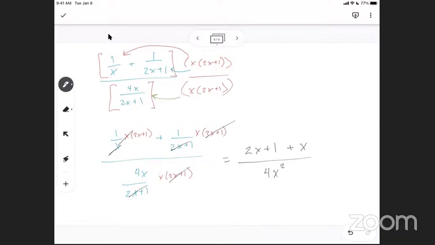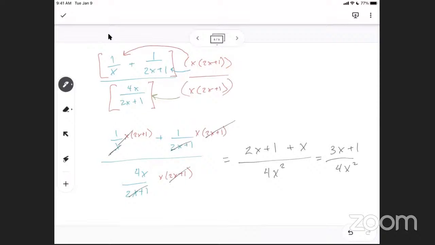You see how much easier that was? You want to do it the other way? It'll be a lot of writing if you do it the other way. It's just confusing. So it's 3x plus 1 over 4x squared. Done. That is so much easier than the other way of doing it. Now, you do have to say something right here, though.